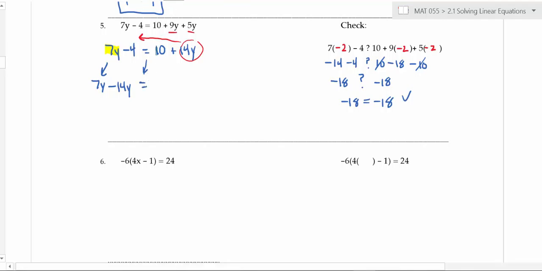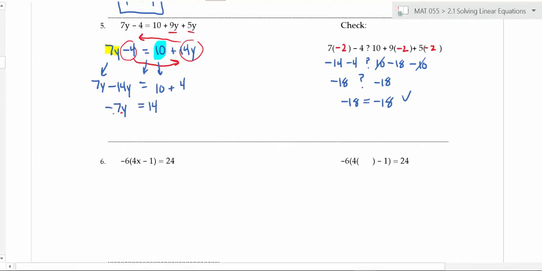Okay, the numbers all are going to go to the right side. So I'm going to just write the 10 down, and then this thing is going to go to the other side. So since that's a subtraction, you're adding to both sides, so you just have plus 4. Okay, collect your like terms. 7 minus 14 is negative 7y. 10 plus 4 is 14.